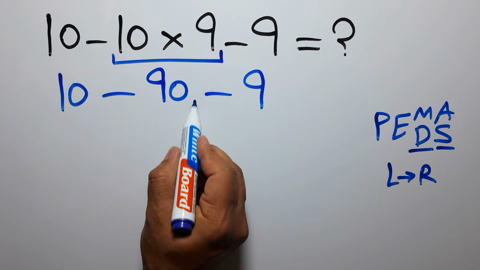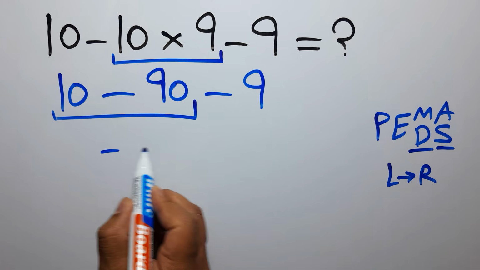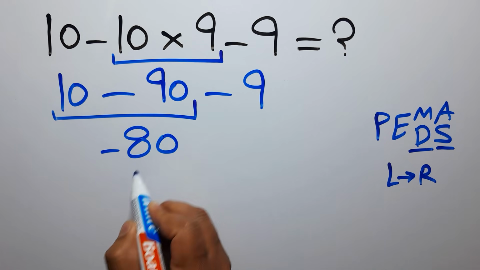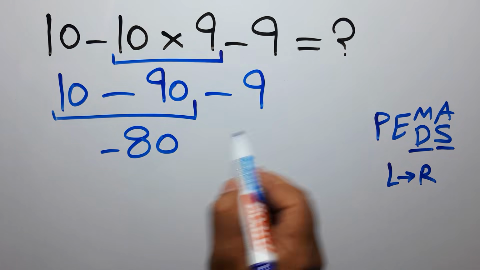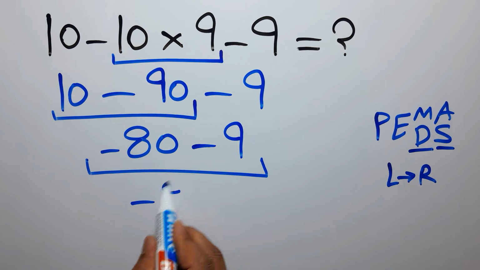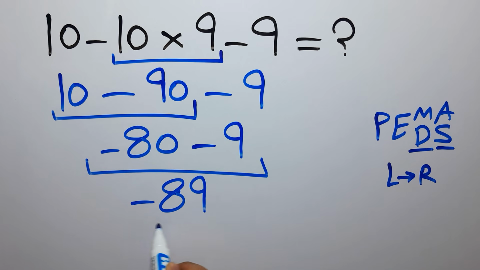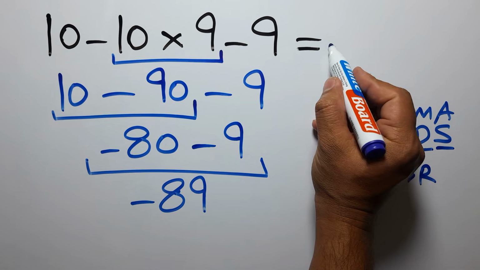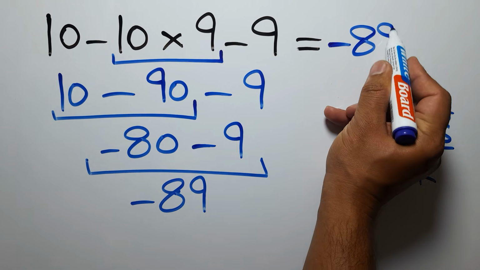10 minus 90 equals negative 80. So negative 80 minus 9, which equals negative 89. And this is our final answer to this problem. The correct answer is negative 89.